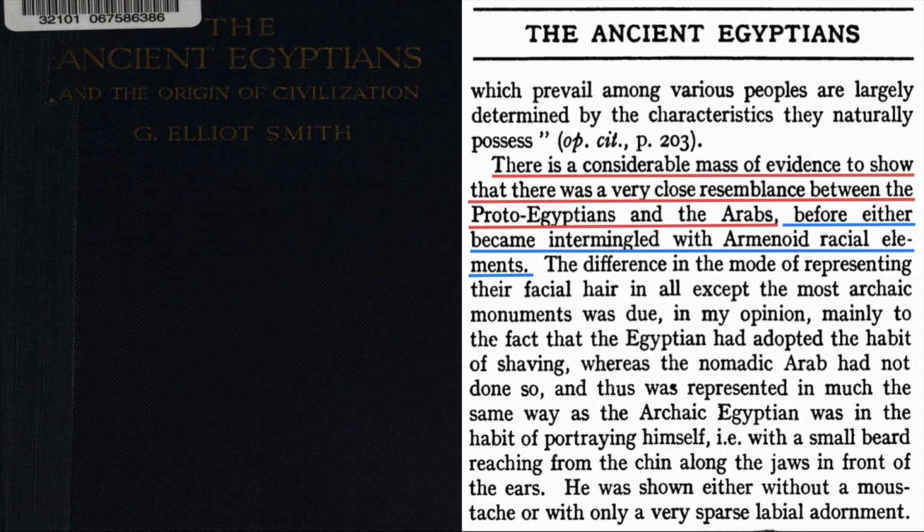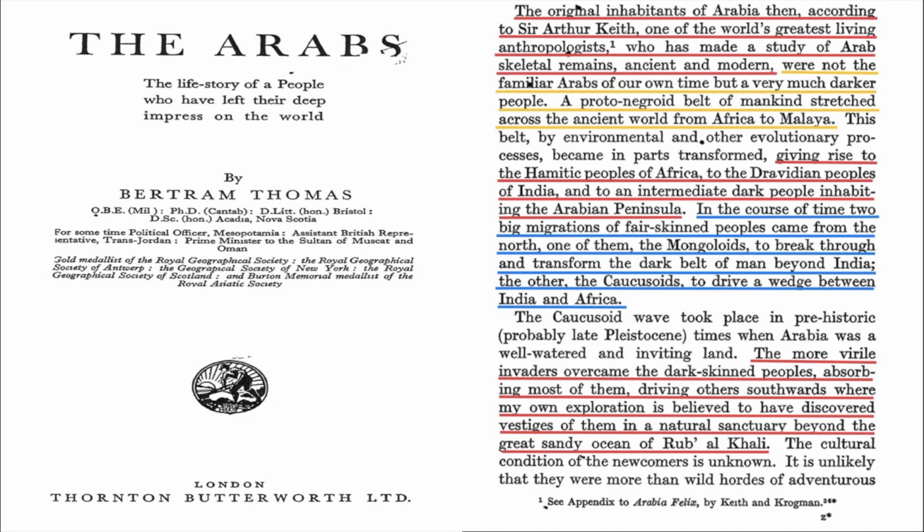This is from the book The Arabs, and it reads, "The original inhabitants of Arabia then, according to Sir Arthur Keith, one of the world's greatest living anthropologists who has made a study of Arab skeletal remains, ancient and modern, were not the familiar Arabs of our own time, but a very much darker people. A proto-Negroid belt of mankind stretched across the ancient world from Africa to Malaysia, giving rise to the Hamitic peoples of Africa, to the Dravidian peoples of India, and to the intermediate dark people inhabiting the Arabian Peninsula. In the course of time, two big migrations of fair-skinned peoples came from the north."